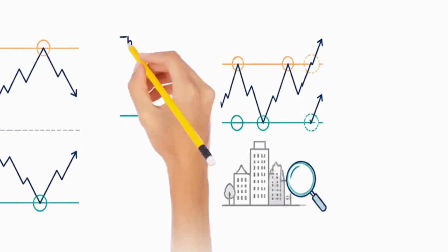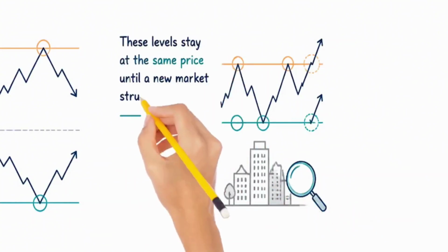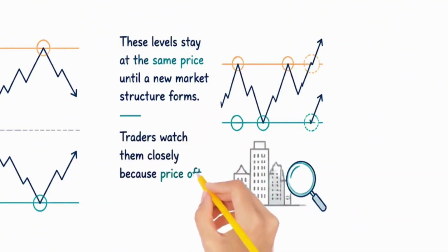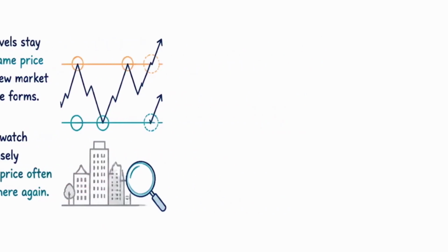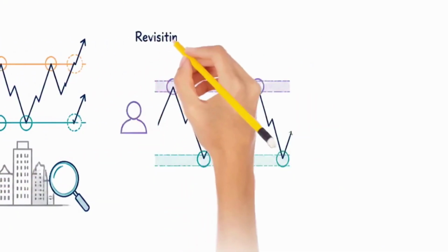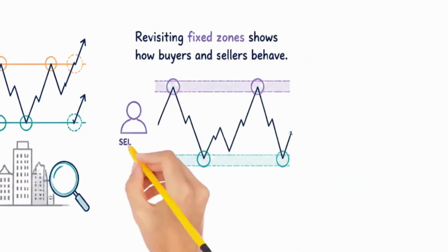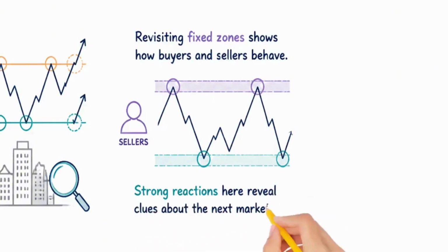These levels stay at the same price until a new market structure forms. Traders watch them closely because price often reacts there again. Revisiting fixed zones shows how buyers and sellers behave. Strong reactions here reveal clues about the next market move.